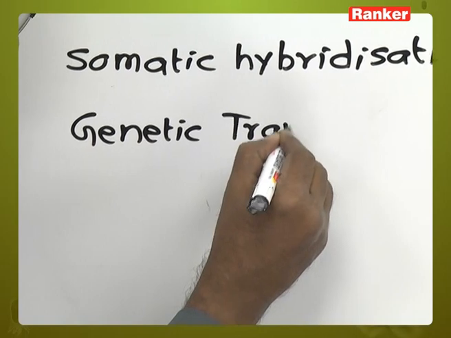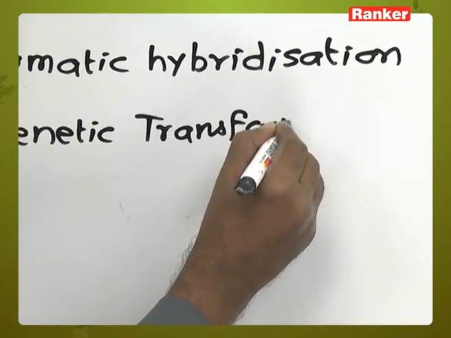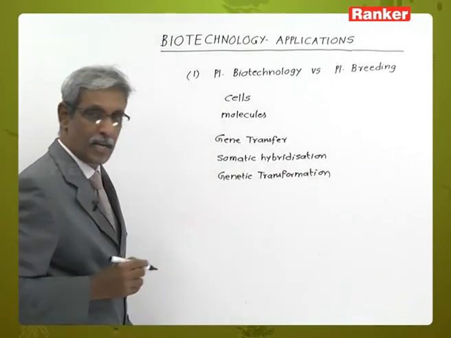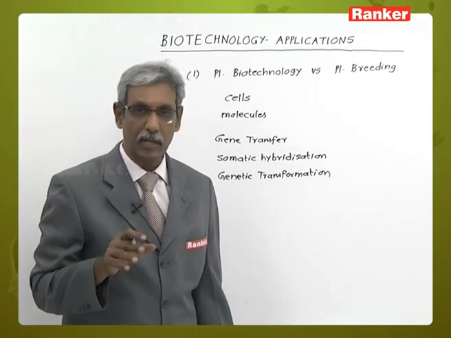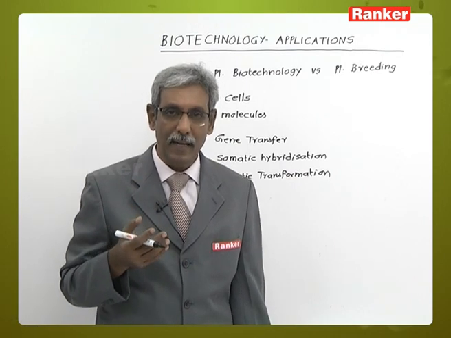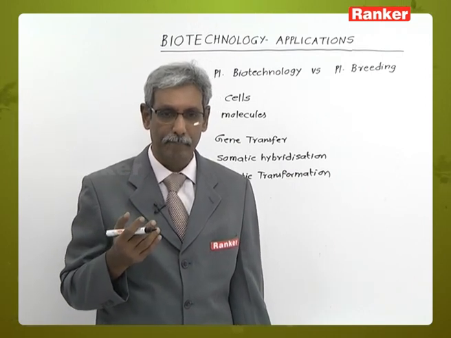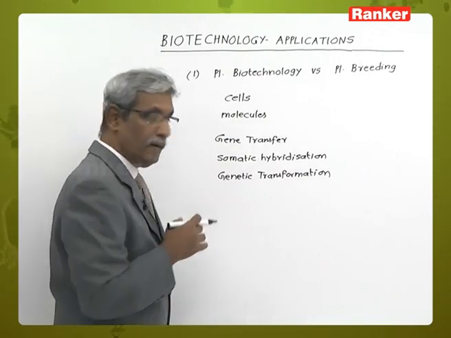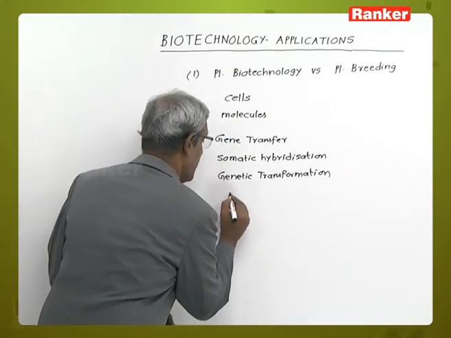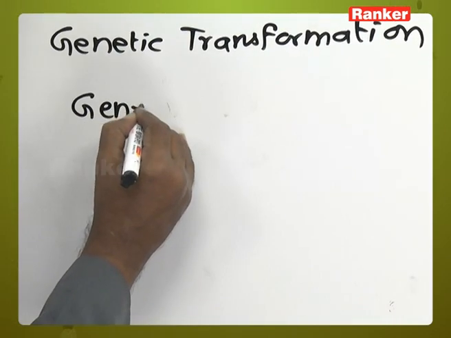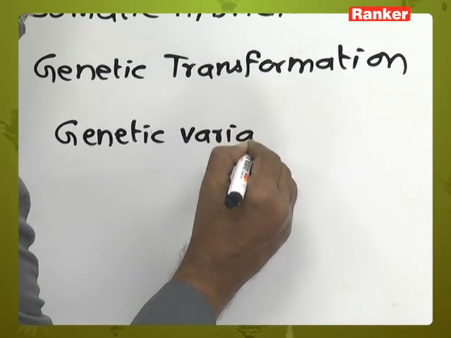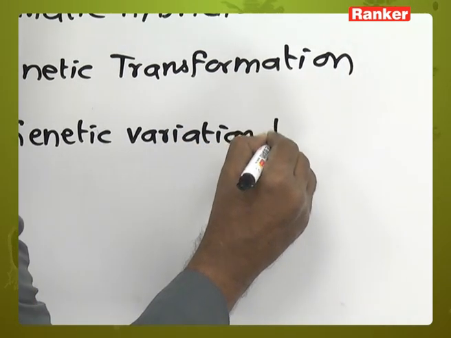Genetic transformation is a technique wherein recombinant DNA or a foreign gene of interest is put into a cloning vector, such as a plasmid, and moved from one bacterial cell to another bacterial cell. Thereby, we are looking at genetic variation. The goal of biotechnology is to bring about genetic variation which is very, very precise.